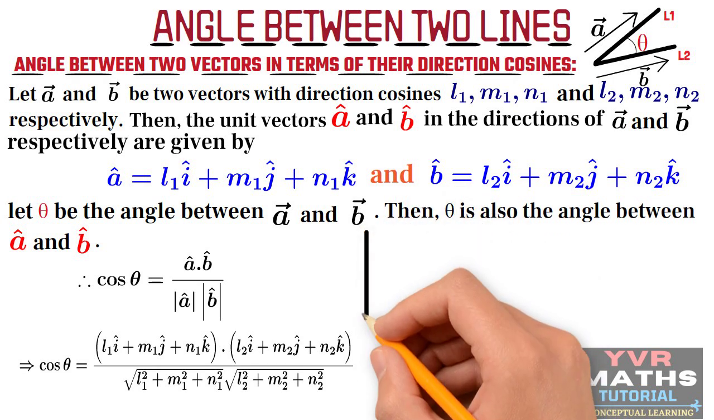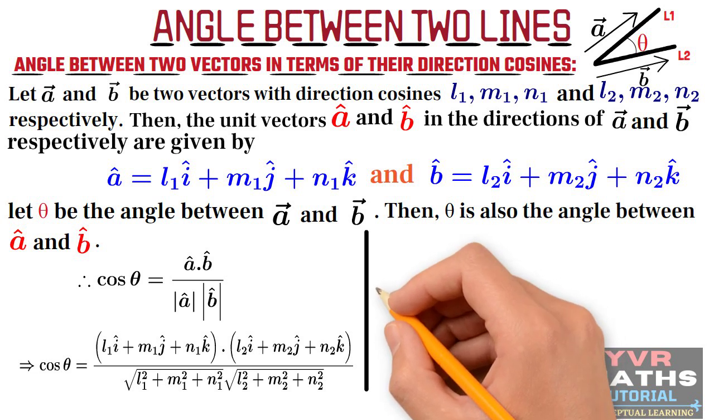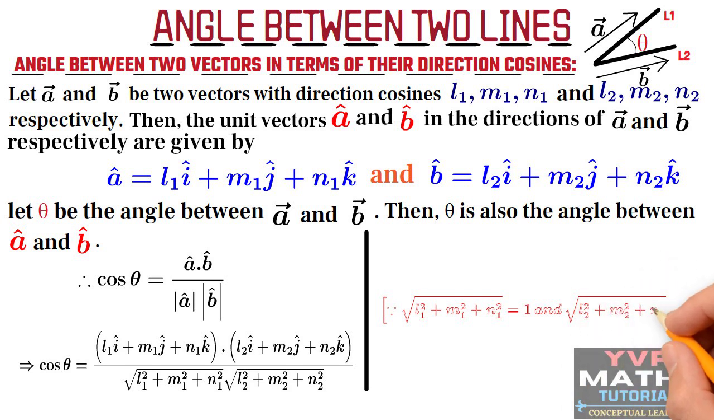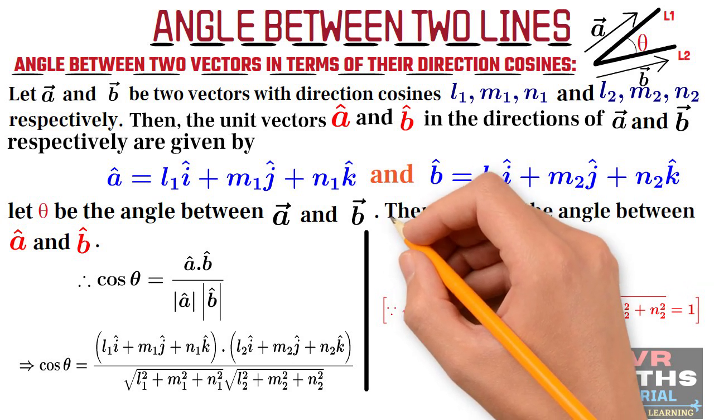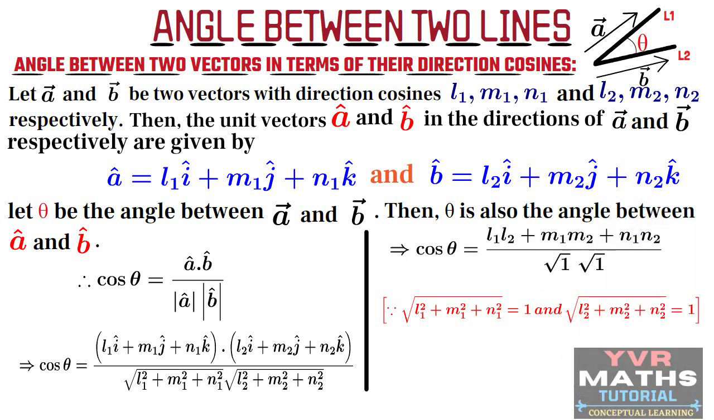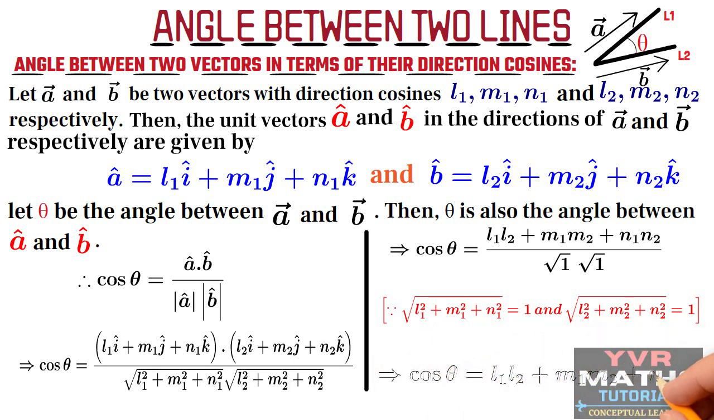From the concept of direction cosines, if L, M, N are direction cosines, then L square plus M square plus N square is equal to 1. Based on that concept, if L1, M1, N1 are direction cosines, then L1 square plus M1 square plus N1 square is equal to 1 and L2 square plus M2 square plus N2 square is equal to 1. Now cos theta is equal to L1 L2 plus M1 M2 plus N1 N2 by root 1 into root 1. That implies cos theta is equal to the numerator part L1 L2 plus M1 M2 plus N1 N2 and the denominator part is 1. No need to write that part.